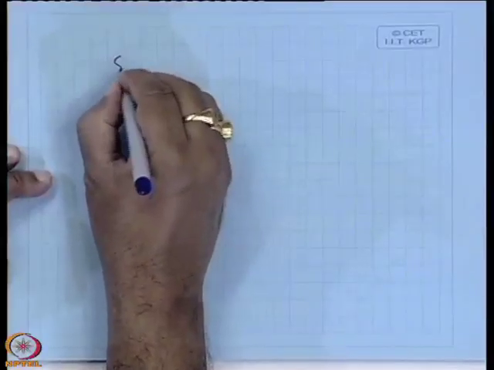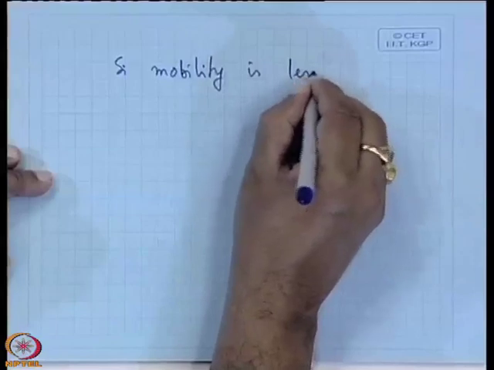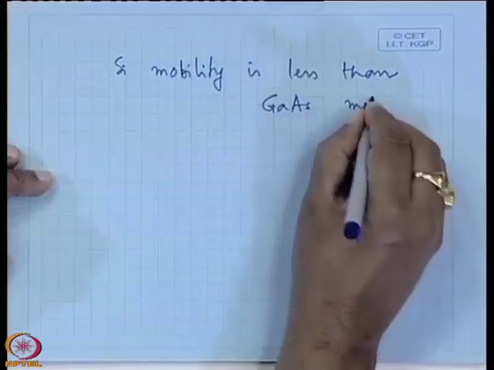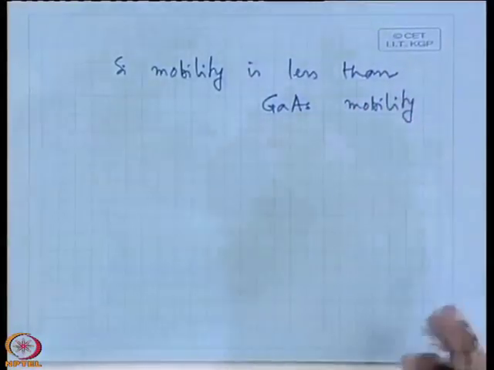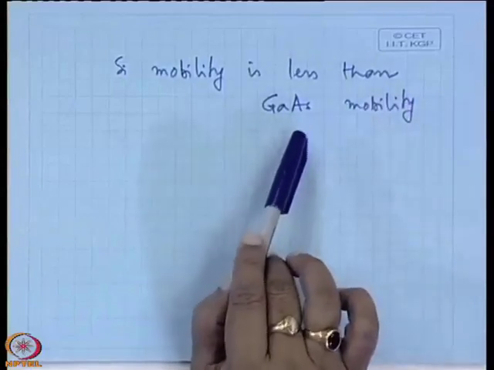The mobility of silicon is less than gallium arsenide mobility. That means, precisely, the electron mobility in silicon is less than the electron mobility in gallium arsenide. Why such a difference in mobility? It is because of your band structure. Yes, effective mass is different. Since effective mass is different, the mobility is different.